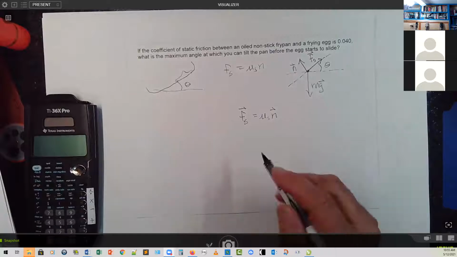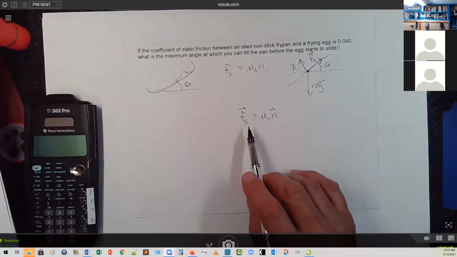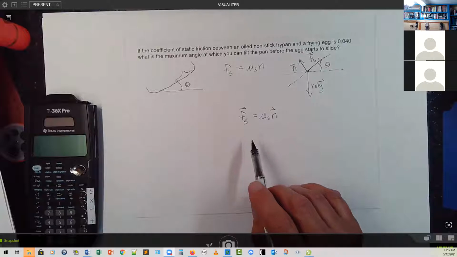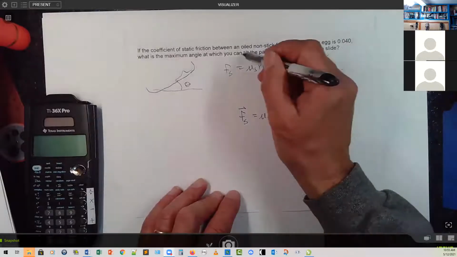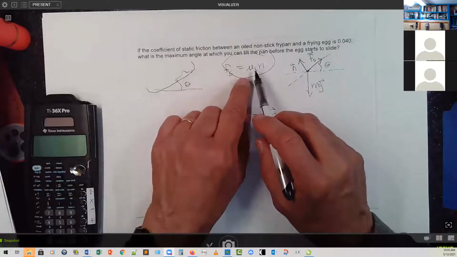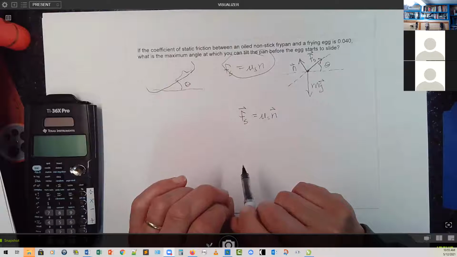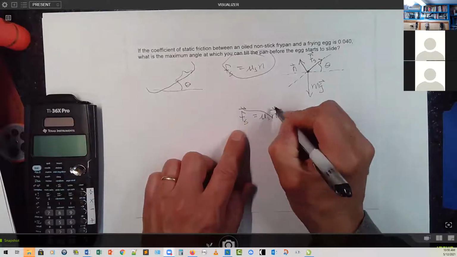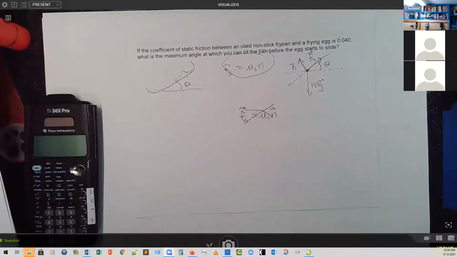And so if you have an expression that says one vector is equal to another one, that means they have the same magnitude and they both point in the same direction. This expression is correct. The static frictional force will equal mu sub s times n when the static force is maxed out, but this expression is not, because they point in two different directions. They're perpendicular to each other, actually.